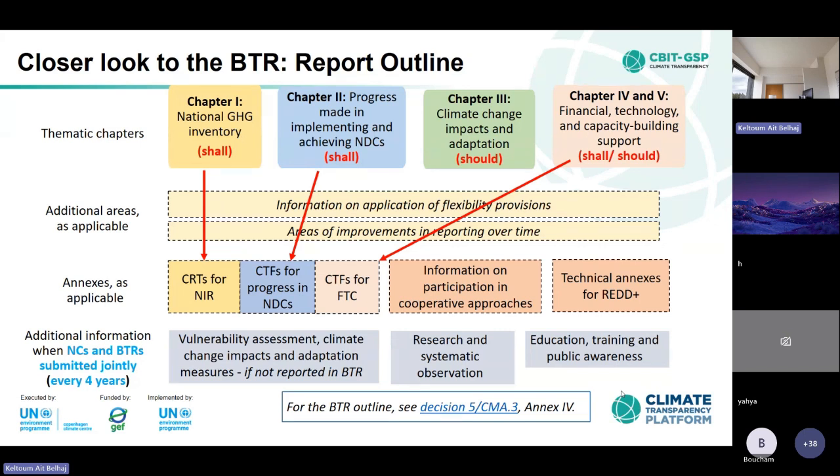We have also information on participation in cooperative approaches, and this is also mandatory for countries who are already engaged in the cooperative approaches and started exchanging ITMOs. And one additional chapter, which is annex, which is the technical annexes for REDD+. And this is just on voluntary basis. I think from the MENA region, no country submitted the REDD+ before, and I had discussion with Iraq, so they are thinking of preparing something about that.